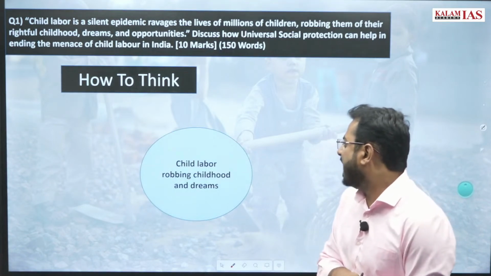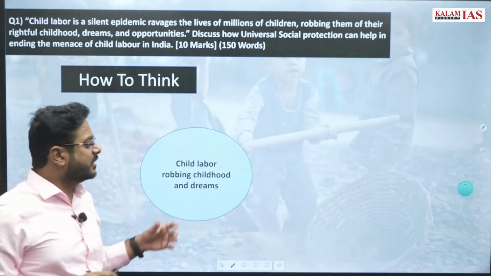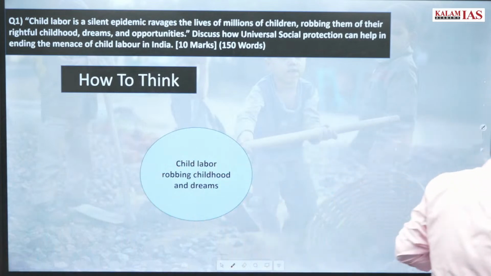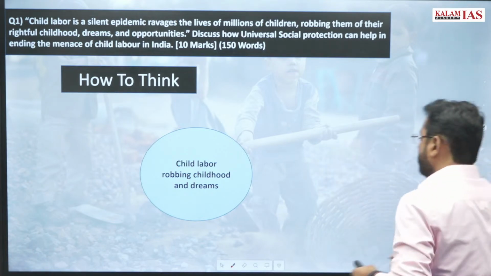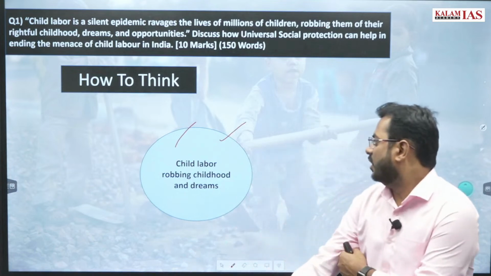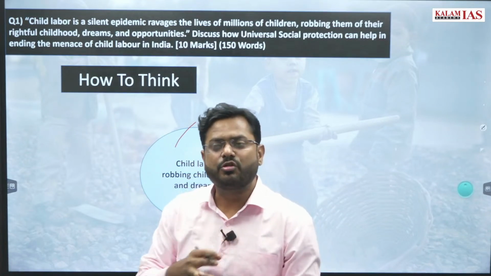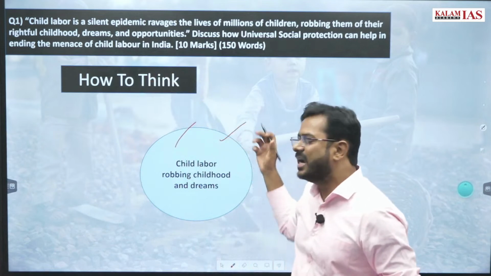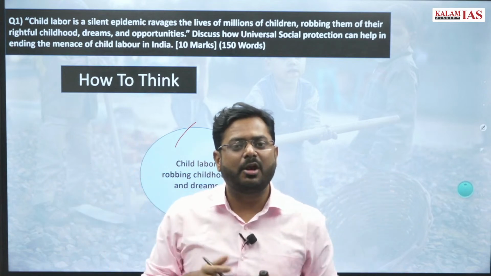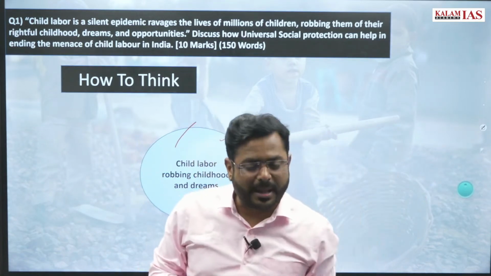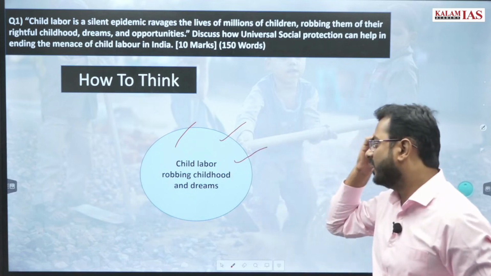Then child labor robbing childhood and dreams, how can you write? You can also write some data to explain how this child labor is robbing childhood and what is happening. Education is not there, health system is not there. If someone has to go through child labor, then they will not have a good education, and if they do not have a good education, even when they become adults they will not get a good job, right? So it will be robbing the childhood and the dreams.